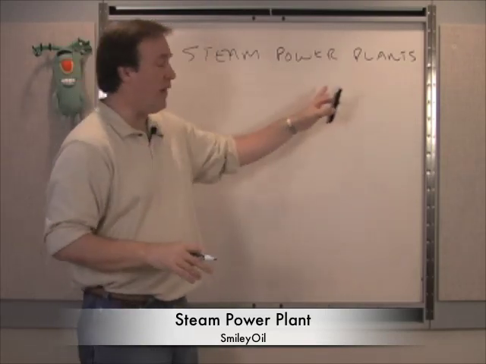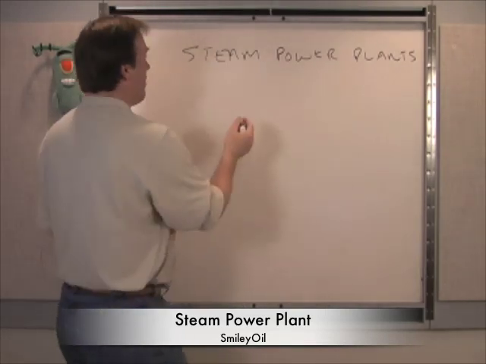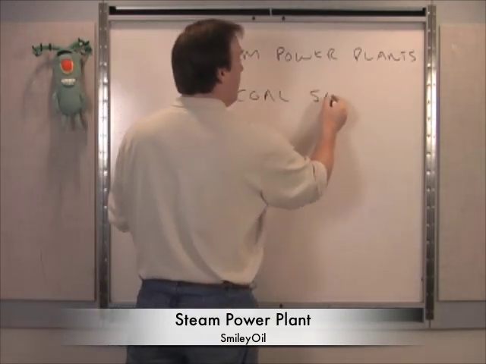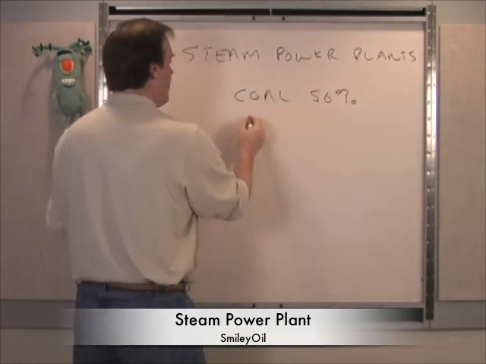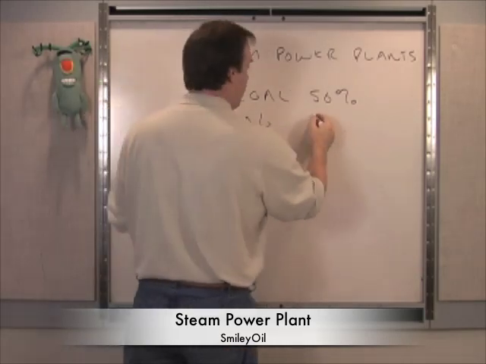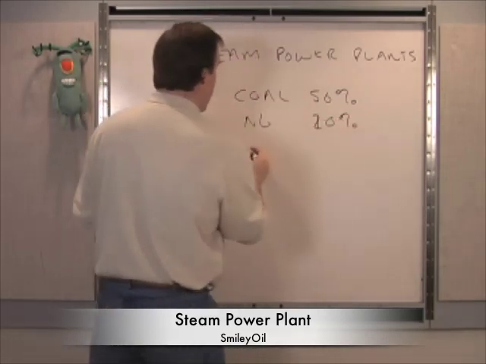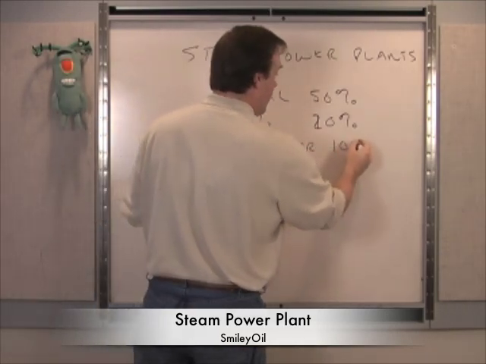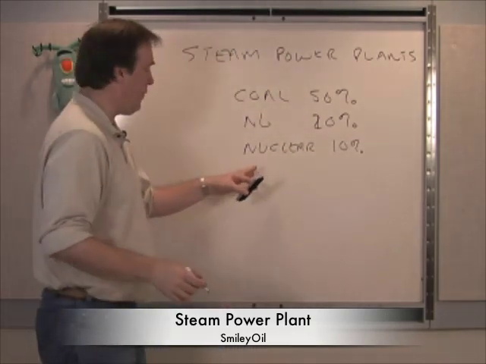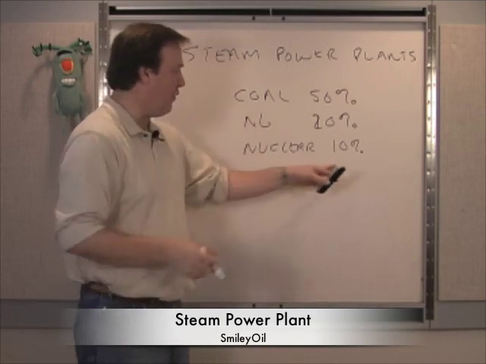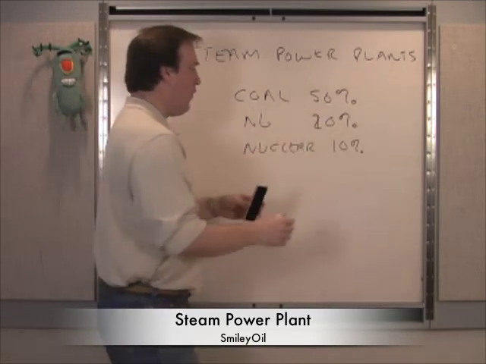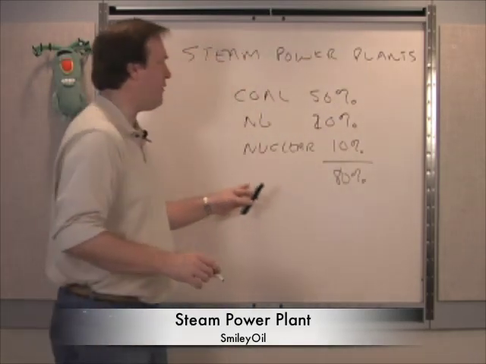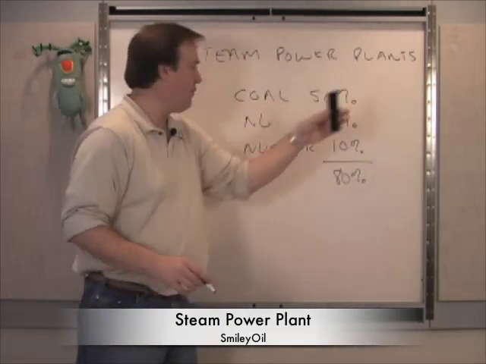Now, in the United States, steam power plants are used with coal. 50% of electricity comes from coal, natural gas 20%, and nuclear. Nuclear is a heat generating process, where we use the splitting of atoms to generate heat. Therefore 80% of the electrical power in the United States is going through a steam power plant.